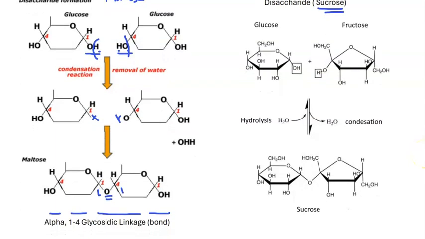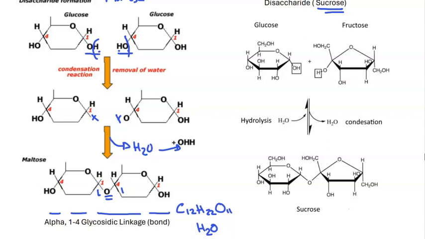So the structure here is maltose, with the formula C12H22O11, because remember, we have removed two hydrogens and one oxygen in the process, hence the name condensation reaction.